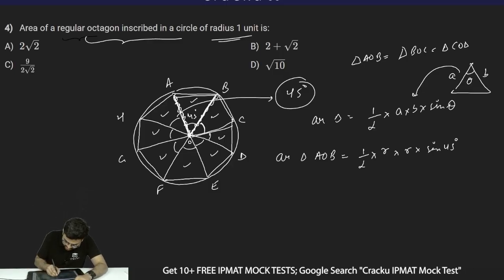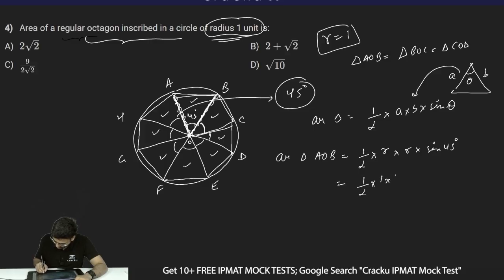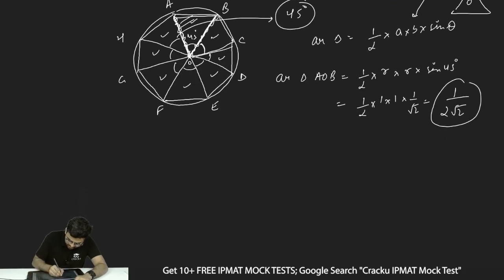The radius of the circle is 1 unit, so instead of R, I can write 1. So this will be equal to half into 1 into 1 into 1 by root 2, which is equal to 1 by 2 root 2. So the area of this particular triangle AOB will be 1 by 2 root 2 square units.